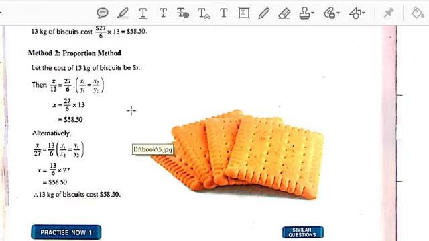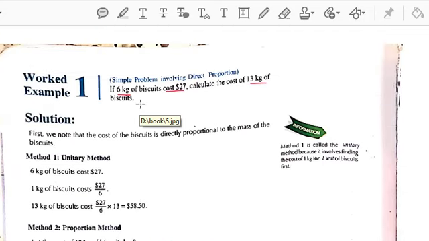So let's go. I'm explaining the proportion method. Let the cost of 13 kg of biscuits be x. This is an assumption. You have to write it first: let the cost of 13 kg of biscuits be x. Then find the ratio between the two proportions. First of all, 6 kg of biscuits cost 27, so this is the first amount. The first weight is 6 kg and the second, changed weight is 13 kg. And the first cost was 27. And what is the second cost?